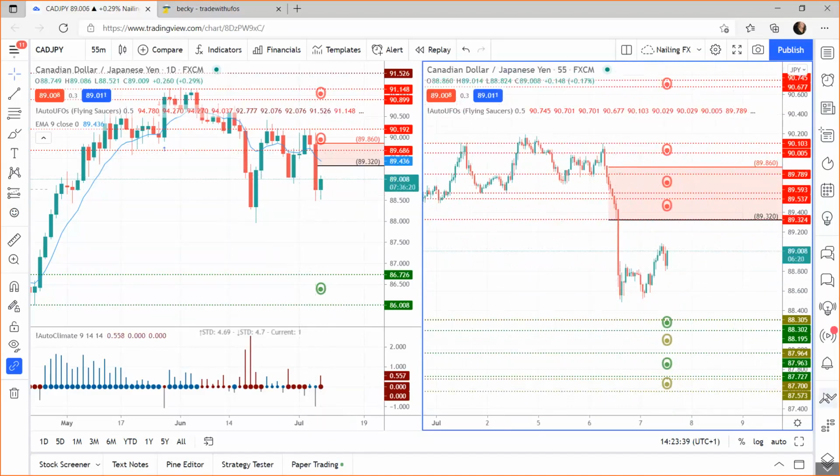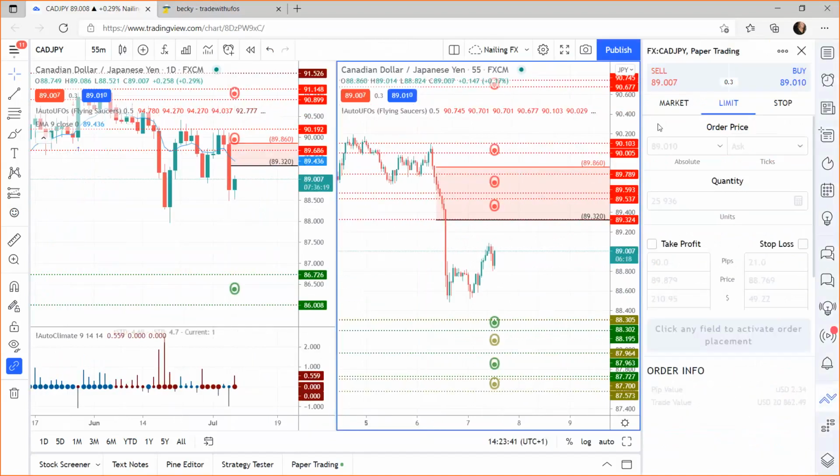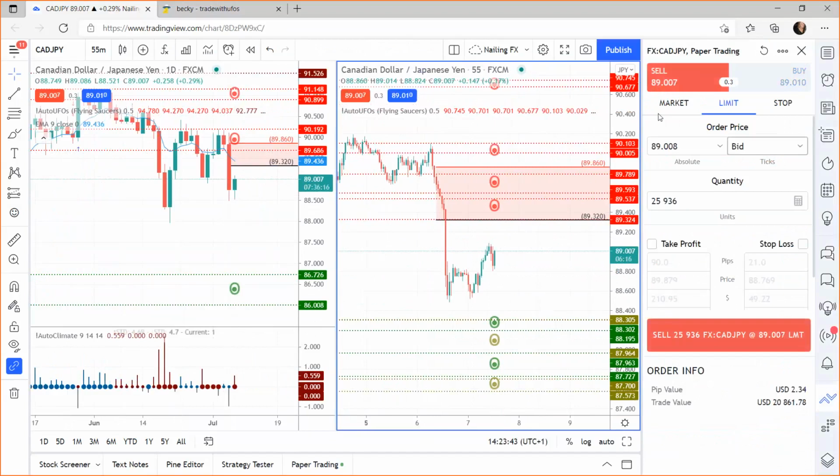And I'm going to use the control panel here to help me work out the maths on that so that I don't have to do it myself. We'll use technology to help us here. So I'm just going to put in, it's a sell limit. I'm going to put in what the entry price would be, which is 89.32. I'm going to put in what the stop loss will be, which is 89.86.